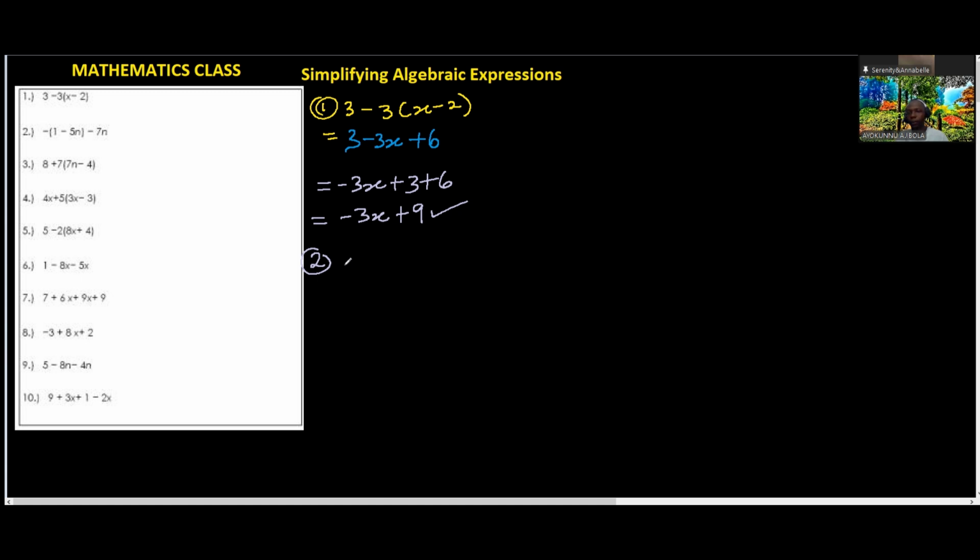Number 2. We have negative into 1 minus 5n. Then we close the bracket, then minus 7n. Now, the only thing the negative is to do outside that bracket is to open the bracket from left to right. So minus times 1 gives us minus 1. And minus times minus 5n gives us plus 5n. Then we have minus 7n outside. Now we have negative 1.